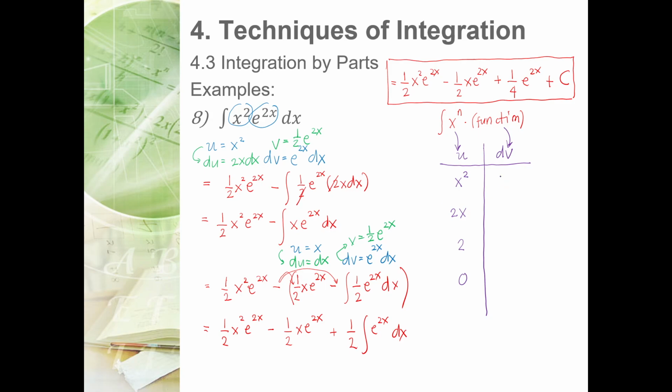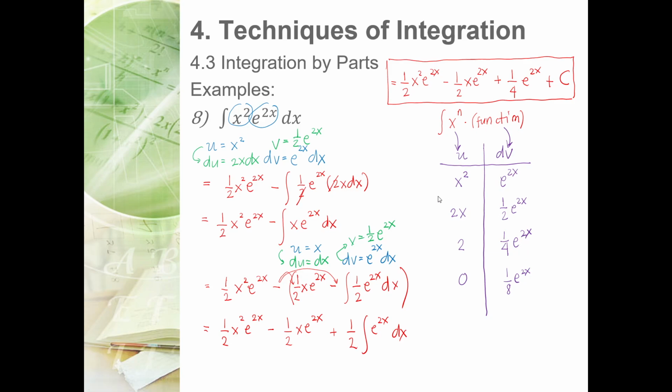Okay, so next is we go towards dv. So e to the power of 2x. The next is 1/2 e to the power of 2x. Then integrate the second line. So you're not referring to the first line. It's always consecutive, your deriving and integrating. So this one becomes 1/4 e to the power of 2x. The last one becomes 1/8 e to the power of 2x.